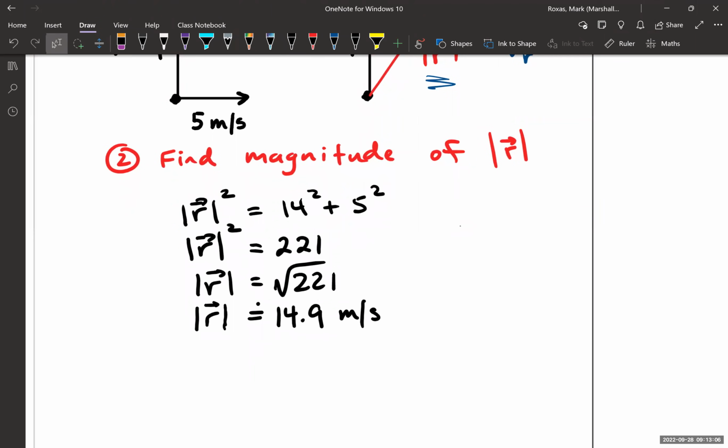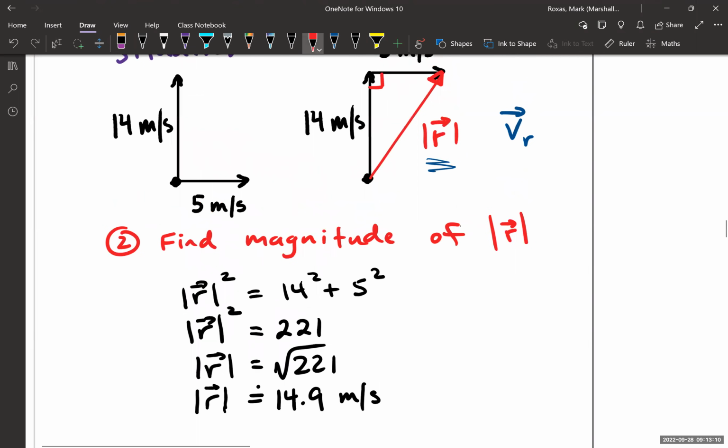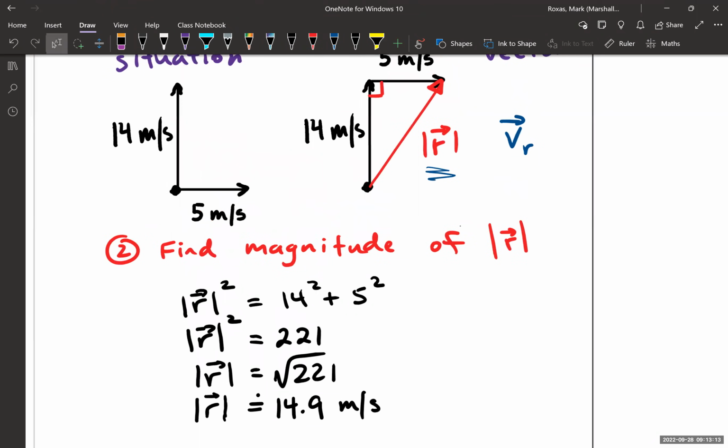Okay, so that's our magnitude. If the boat's engine is pushing at 14 this way and the river is pushing at 5 toward the east, the actual velocity of the boat, according to some observer on the shore, would be 14.9 meters per second in this direction. But what's that direction? I've got to find that too. So I'm going to put a little angle theta inside my vector diagram, and I'm always drawing theta at the tail of the resultant.